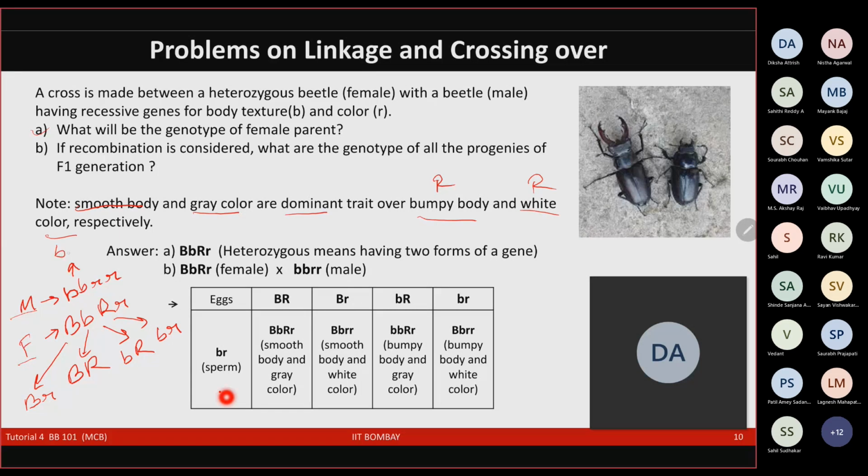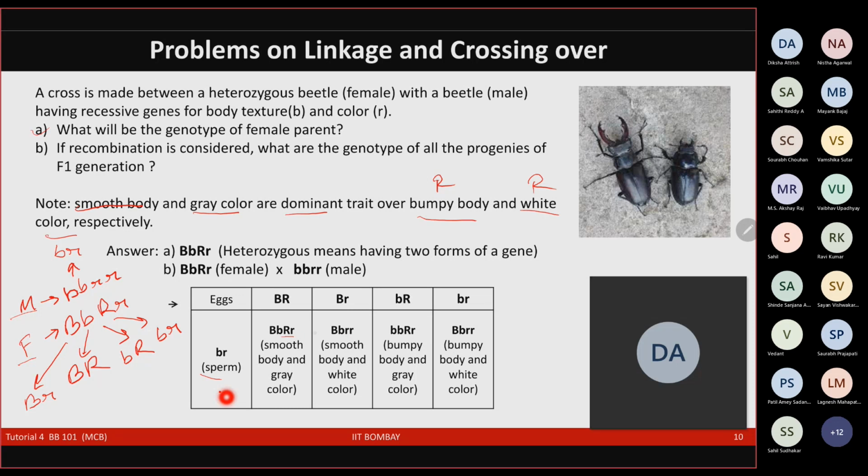So now for constructing the genotypes of all the progenies, from the male you are getting only small b, small r, and from the female you are getting these four kinds of alleles. Now just make the cross between these two. The first one, capital B, capital R crossed with small b, small r, gives capital B, small b, capital R, small r, which is the same as the female. Then the second one, capital B, small r crossed with small b, small r, gives capital B, small b, small r, small r. And similarly, you do the rest.